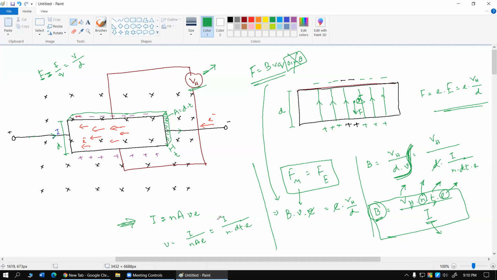Yes sir. Then this expression, I have replaced it in place of this V. So d and d cross out, then I just cross-multiplied. So I stays at the bottom and everything else goes on the top because I have to reverse that. So B equals V_H n t e divided by I. Understood? Yes sir, understood. Beautiful.